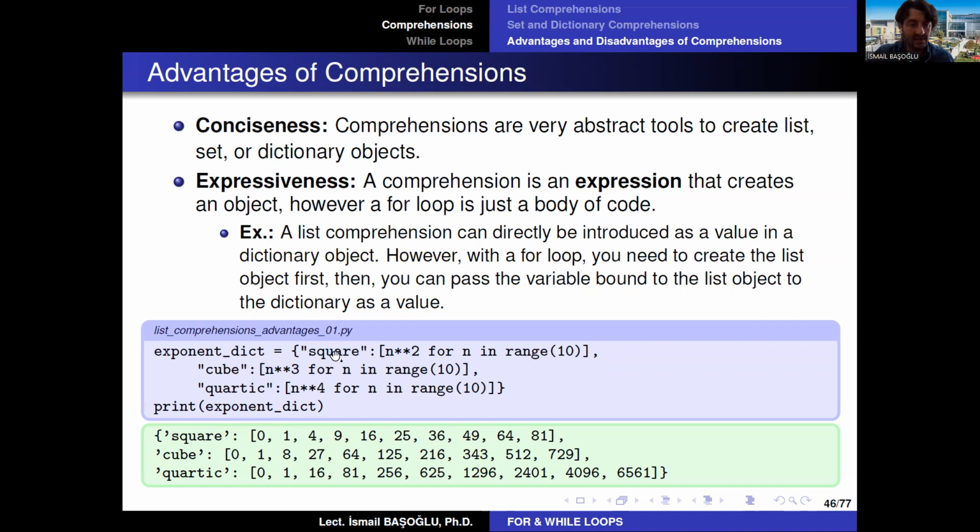So I say my square key will be associated with a list of squared integers from 0 to 9. My cube key will be associated with a list whose values are the cubic versions of the integers from 0 to 9, and quartic will be associated with a list object obtained by the fourth power of all integers from 0 to 9. Okay, so this is a very expressive statement in which the objects in the values of this dictionary object are created by list comprehensions.